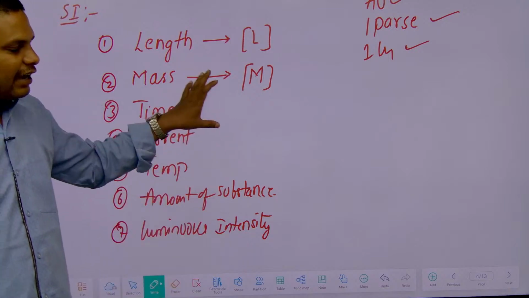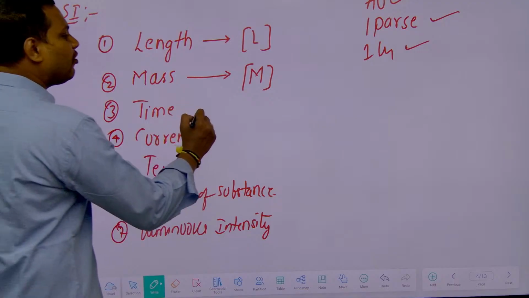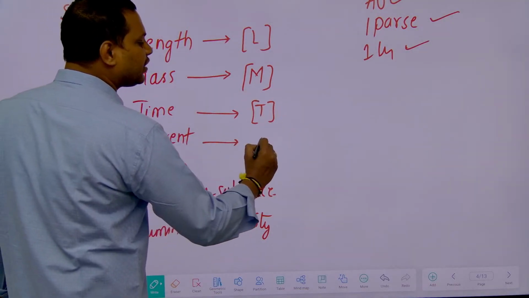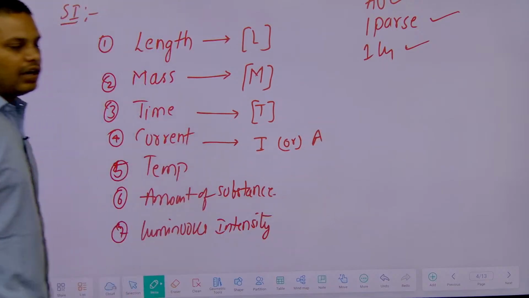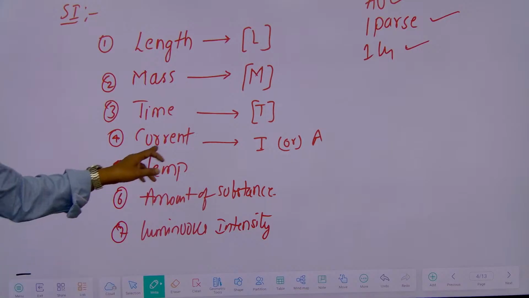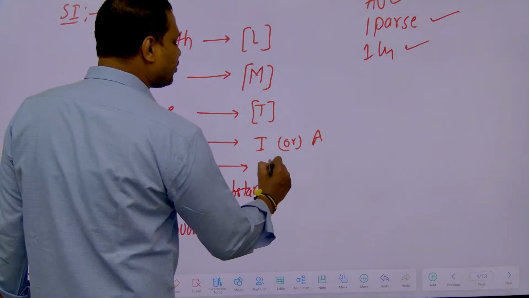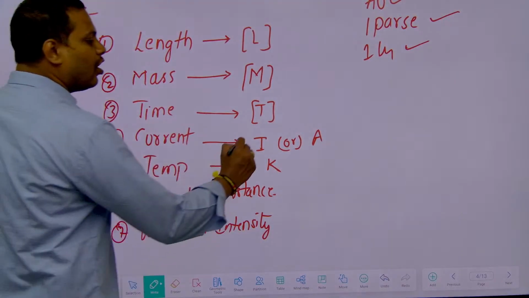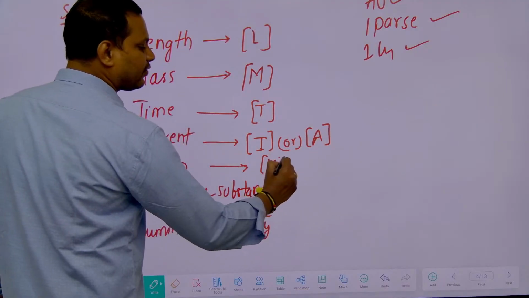But if you take the dimensions of mass, what is the dimensions of mass? M. In the same way, what is the dimensions of time? T. Dimensions of electric current? I, or sometimes it is given as A also. Are you clear? Dimensions of current is taken as I or A. Then dimensions of temperature is represented with K, where K is called Kelvin. Are you clear? Always the dimensional formula is represented with the square brackets.